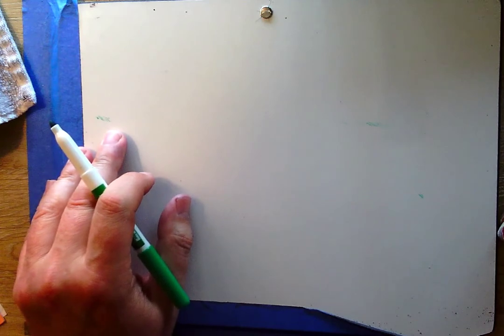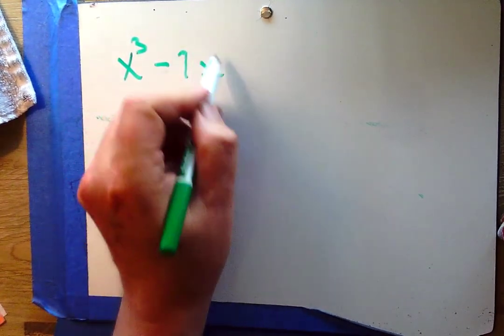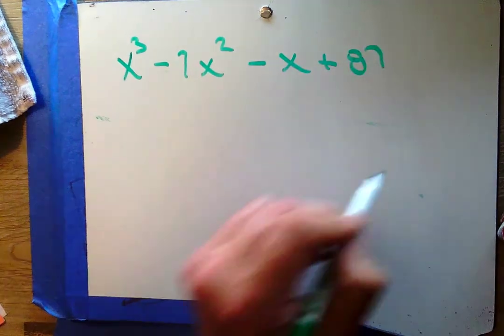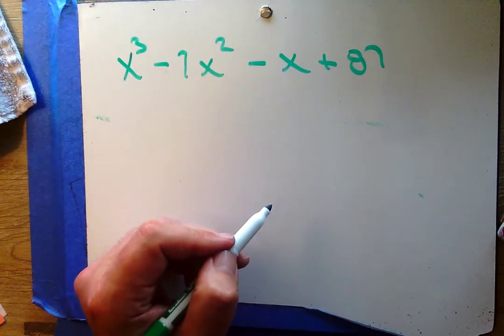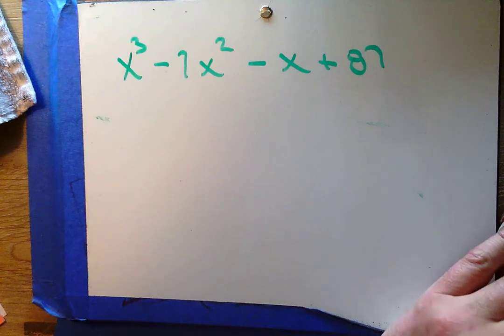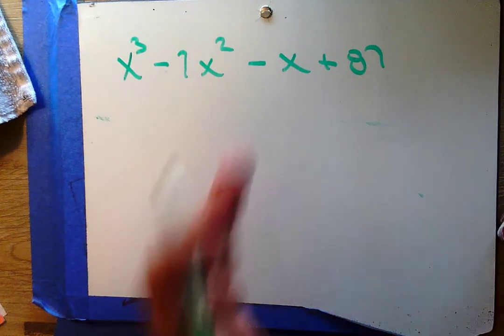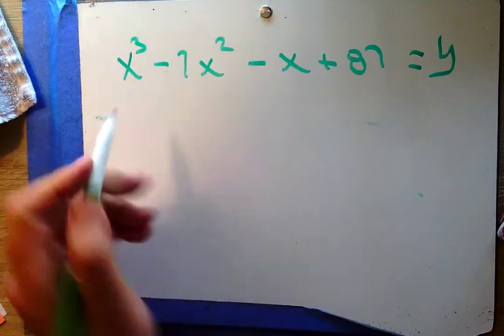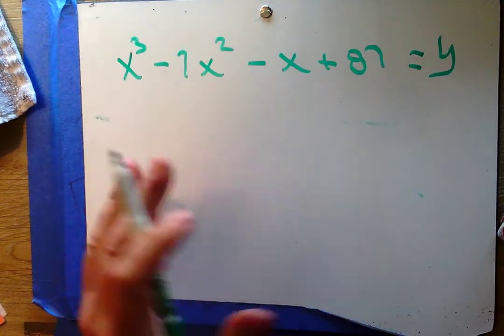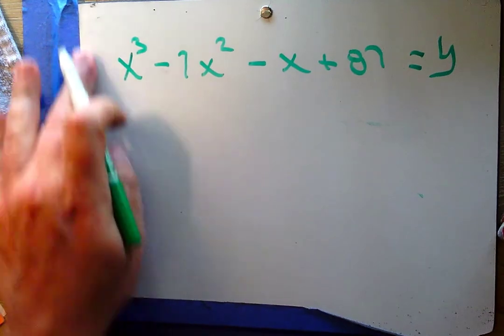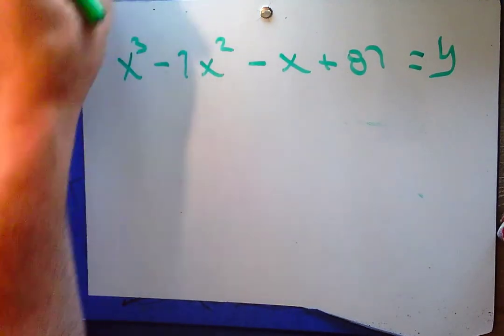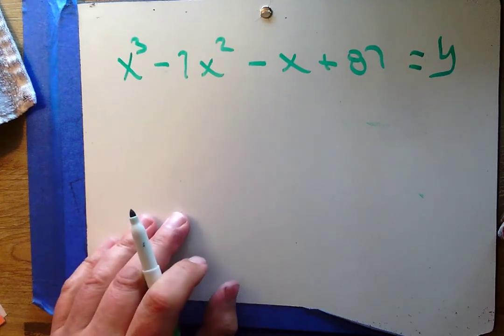Well, the world is sometimes a kind of mean place. So it may well be that I'm given a problem like this, x to the third minus 7x squared minus x plus 87, and I'm not given any roots. And that's pretty much as far as we're going to take this. What happens if someone says, hey, I need you to graph this, and doesn't give me one of the roots, whether real or imaginary? I'm just not given any of the roots.